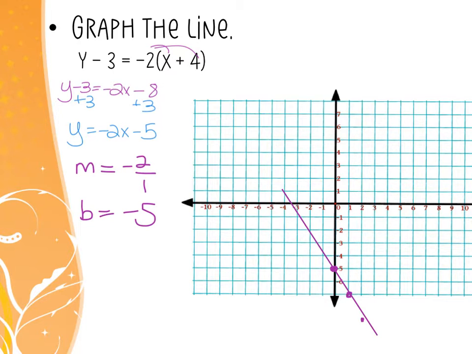So again, you get the choice. You get to choose which way makes sense to you. If you are better off putting this into slope-intercept format and then graphing it, or taking it out of point slope. It's totally up to you.